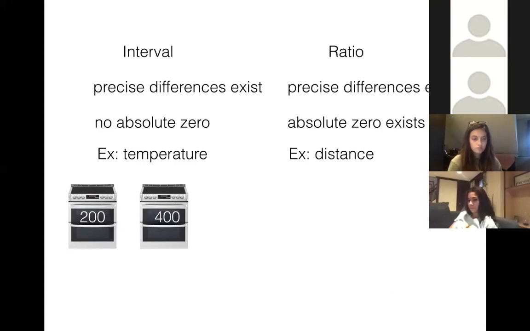So anyway, distance does not have an absolute zero. And if one person drove 10 miles to get to work, one person drove 1 mile, what's the ratio? The person that drove further drove how many times further?